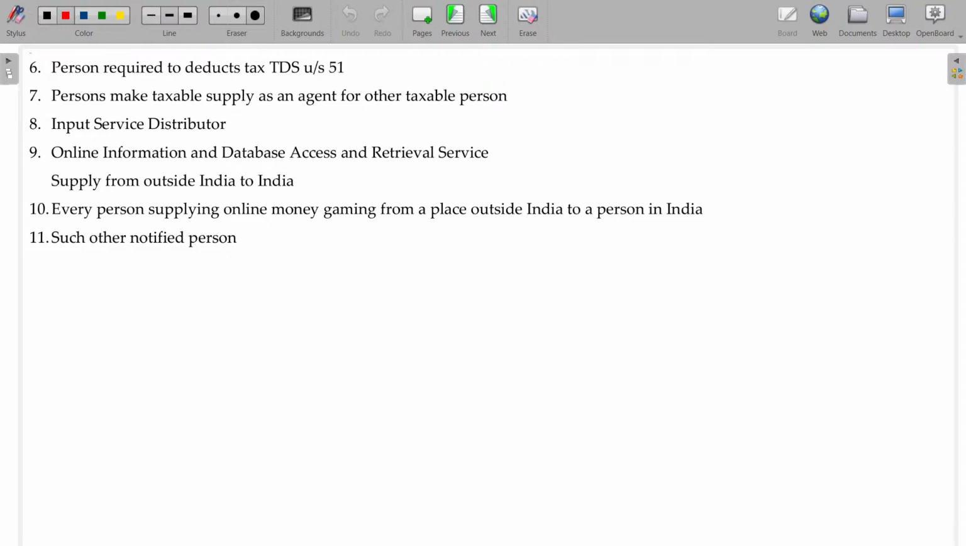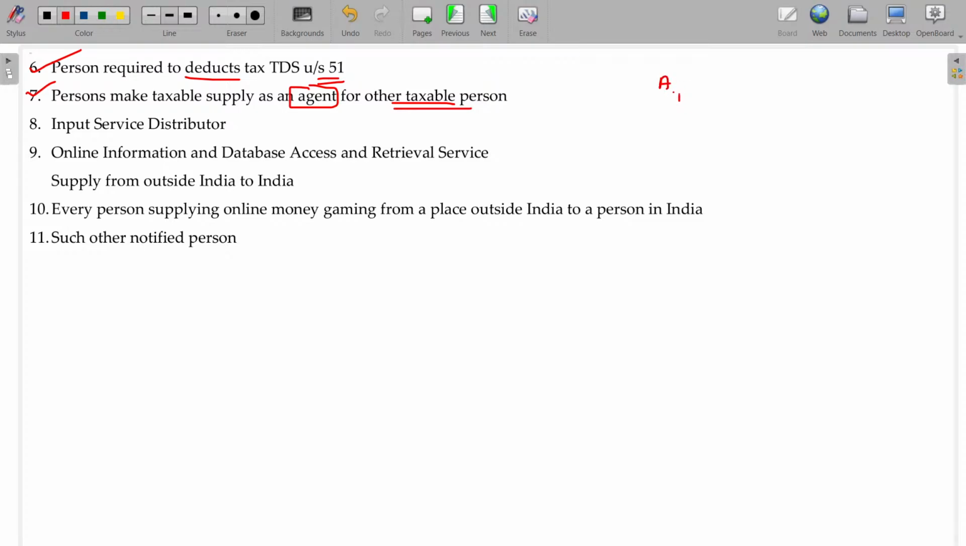And the person who is supposed to deduct the tax and collect the tax, especially deduct the tax, under section 51, he has to register. So I am not going to be the taxpayer, sir. Because of the provisions given under section 51, I need to be a deductor of tax. Then for deducting the tax and depositing this tax to the government, you need to have the number, no? For that, you have to register, who is called a compulsory registrant. The person has to compulsorily register under section 24: a person required to deduct tax under section 51, and a person making taxable supply as an agent for another taxable person.